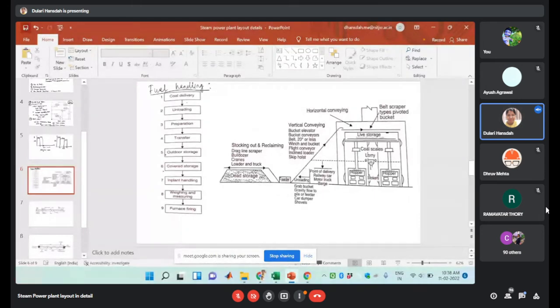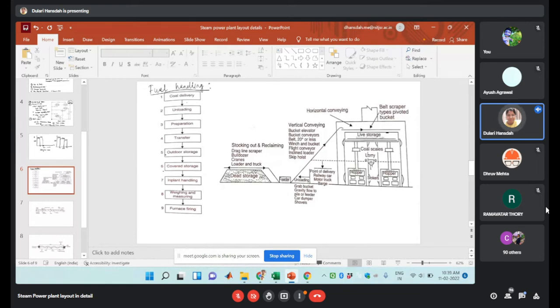Okay. So fuel handling is an important thing because here the maximum amount of operating cost will be involved while purchasing your fuel and while handling your fuel. The total operating cost will be about 50 to 60%. So that's why we have to be more focused in case of the fuel handling system.